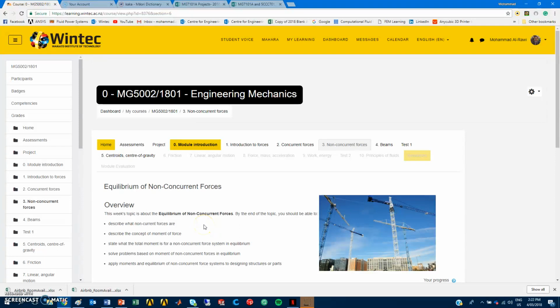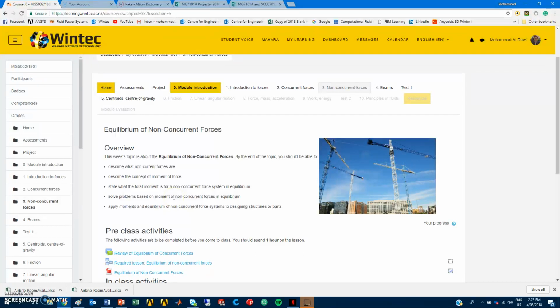Hello again. We have another session for MG5002 Engineering Mechanics. This week we will cover equilibrium of non-concurrent forces. Overview. This week's topic is about the equilibrium of non-concurrent forces.